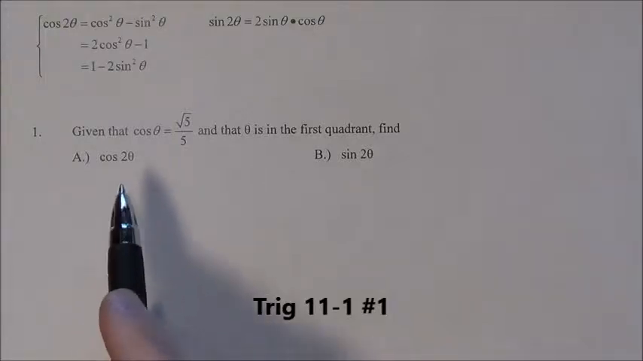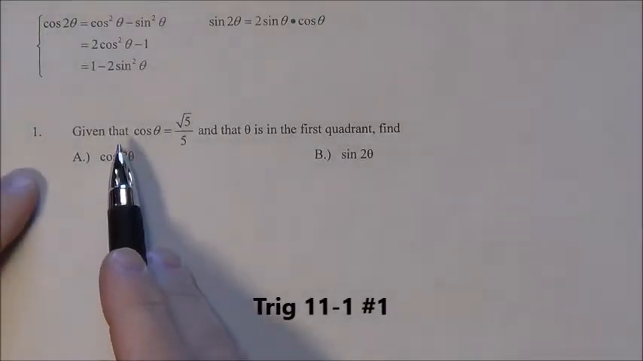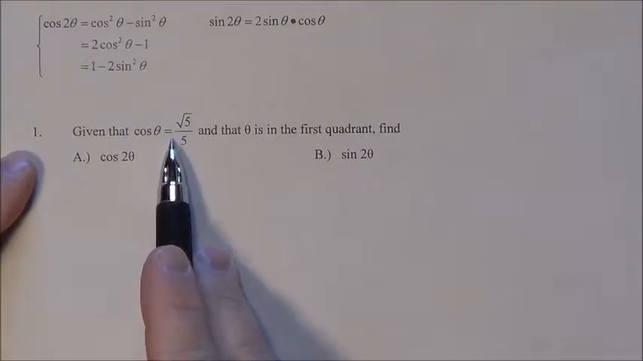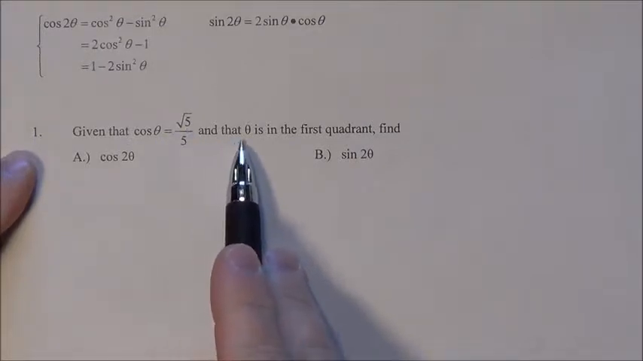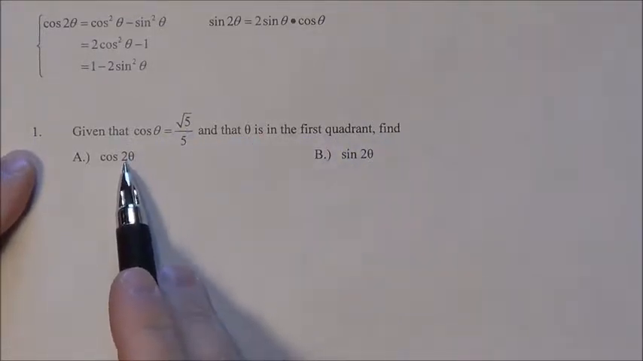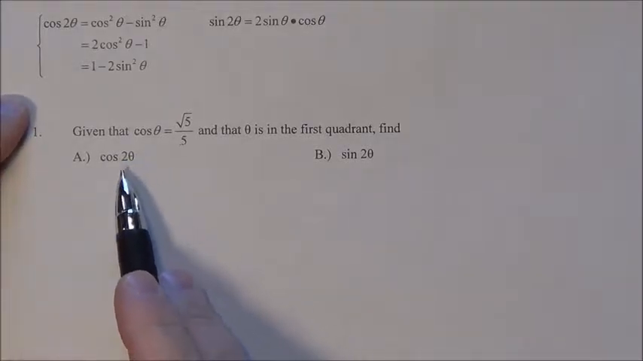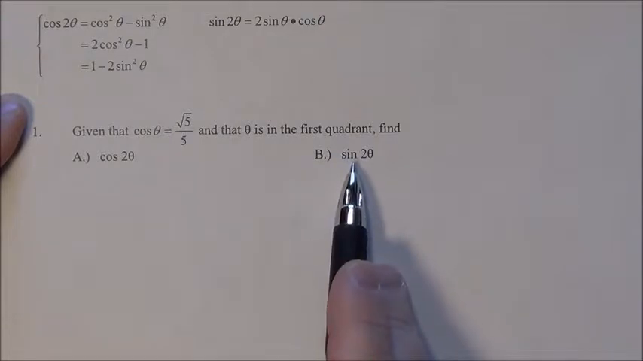Alright, we have some double angles we're doing here. It says, given that the cosine of theta is root 5 divided by 5, and that theta is in the first quadrant, find the cosine of 2 theta. Now the nice thing here is we don't need to draw the triangle yet. We will when we get here.